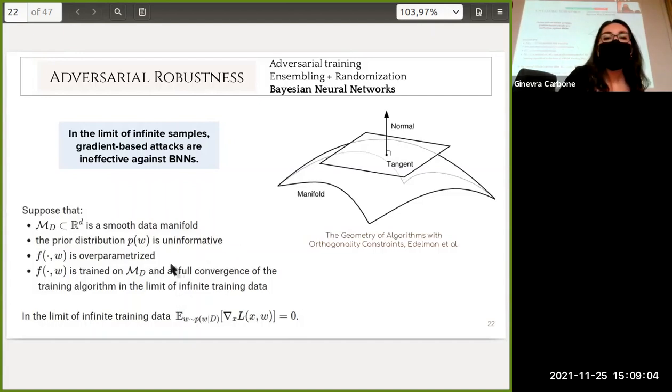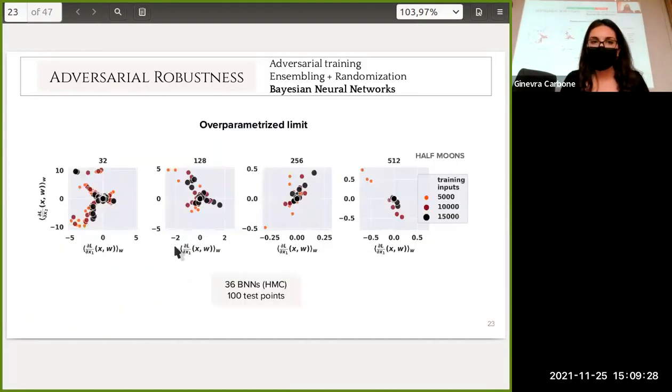And then, at full convergence of the training algorithm, F always achieves 0 loss on the data manifold. So each time that we sample a set of weights from the posterior distribution, the function that we obtain is at 0 loss on MD. Okay, so let me show a few results which confirm this kind of behavior.